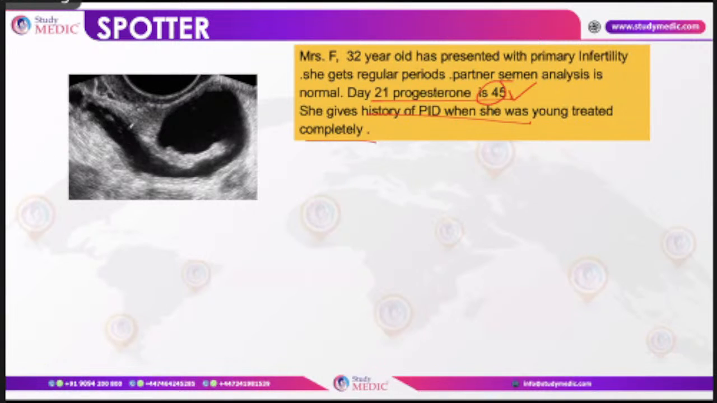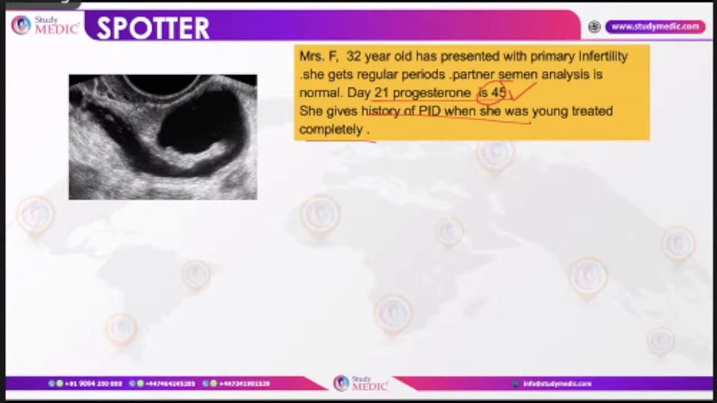What's your diagnosis? This image is very typical of a diagnosis. What do you think? What is happening? I'll give you a few minutes for you guys to have a look. Okay, I'm just waiting for all of you to answer.